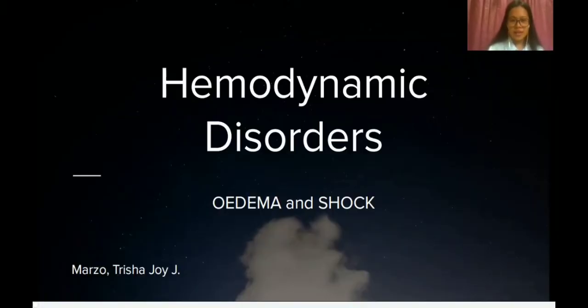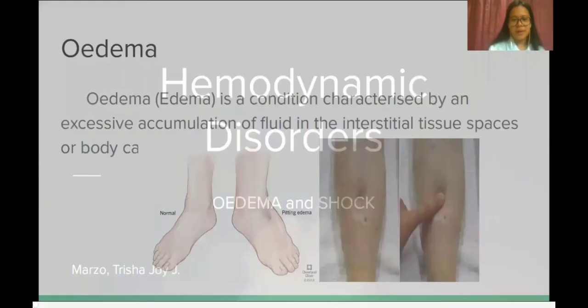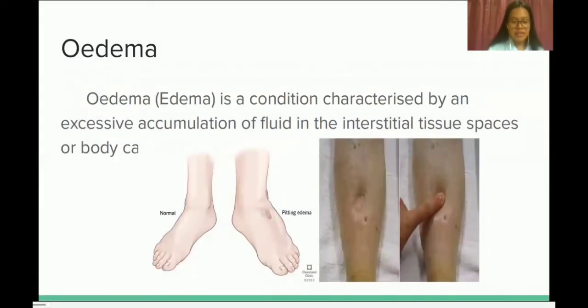For the next hemodynamic disorders, we will be discussing edema and shock. So first, let's discuss edema. Edema is a condition characterized by an excessive accumulation of fluid in the interstitial tissue spaces or body cavities. Edema is swelling that is caused by fluid trapped in your body tissues. Edema happens most often in the feet, ankles, and legs, but can happen to other parts of the body such as the face, hands, and abdomen. It can also involve the entire body.